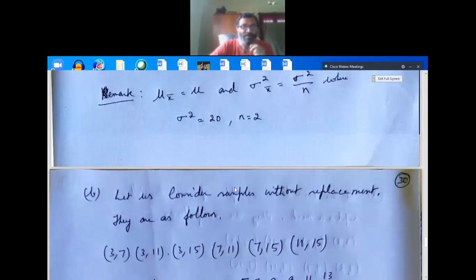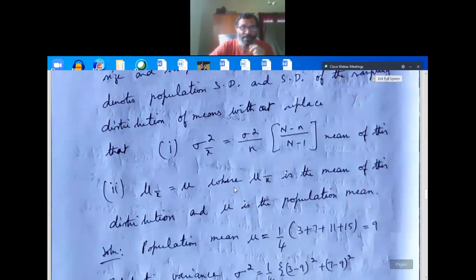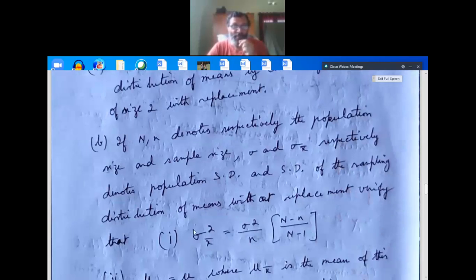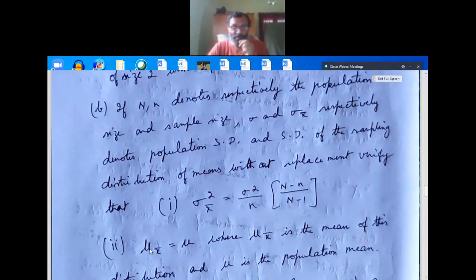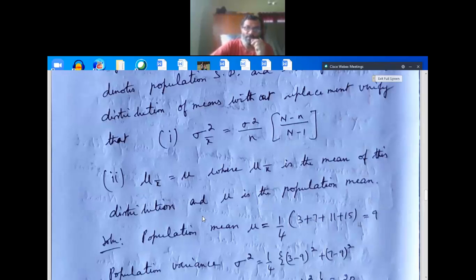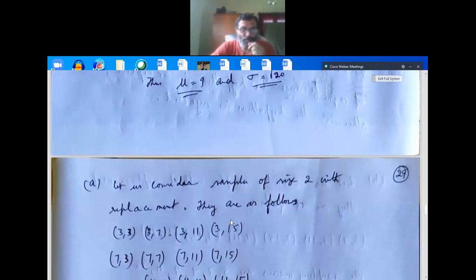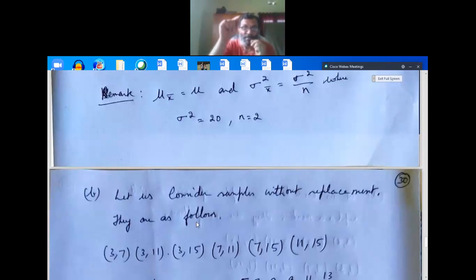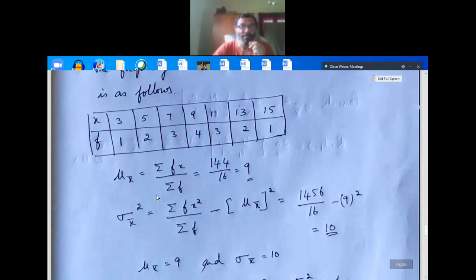Now B, the second part of the question. If N and n denote respectively the population size and sample size, and sigma and sigma x bar respectively denote the population standard deviation and the standard deviation of the sampling distribution of means, for samples without replacement, verify these two: sigma x bar squared is sigma squared by n, into N minus n divided by N minus 1, and mu x bar is equal to mu, where mu x bar is the mean of this distribution and mu is the population mean. So for B, let us consider the samples without replacement. With replacement is what I have written above.